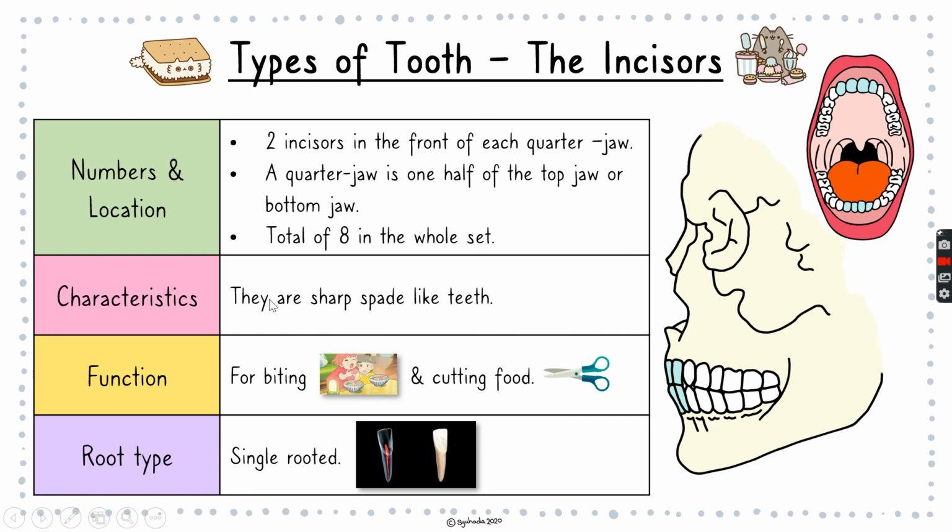The characteristics of these are that they're very sharp, spade-like teeth, and their main function is for biting and cutting food. The root type is that they have a single root. The root of the tooth is just the bottom part right here. It can either be single or double or even triple sometimes.